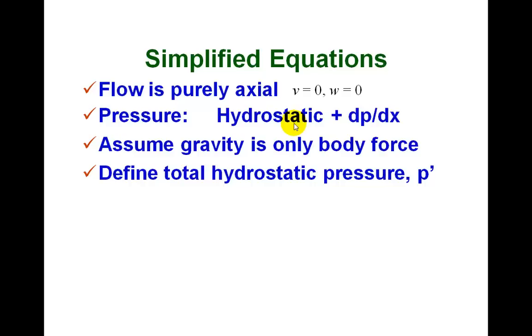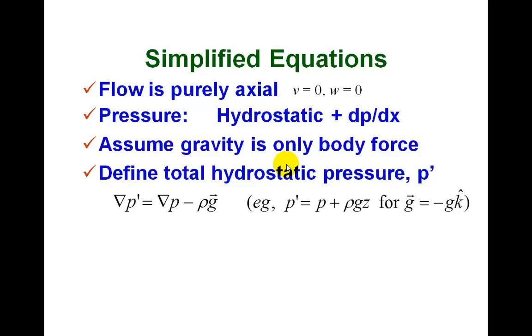And in the case of gravity being the only body force, we could write again pressure as a combination of hydrostatic pressure plus the pressure gradient in the flow direction as dominating or defining the pressure field. So if gravity is the only body force, again we'll define total hydrostatic pressure, P prime. So this is the same format that we used in the pipe flow previously.